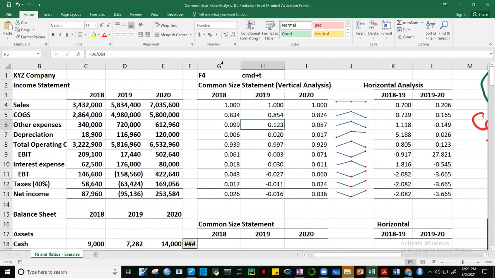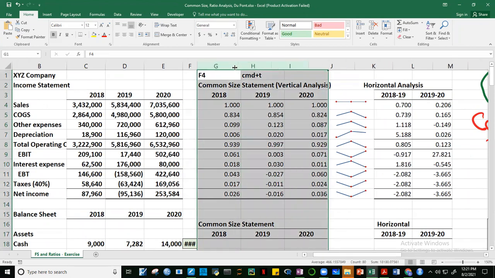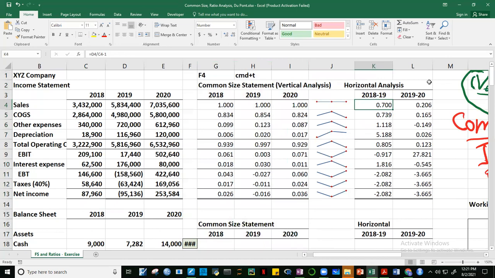Alright, let's analyze this, guys. Ano ibig sabihin ng 0.7? Ibig sabihin, sales increased by 70% from 2018 to 2019. 0.70 is 70%. But between 2019 and 2020, sales only increased by 20%. Cost of goods sold increased 73.9%. So here you can see a problem, no? Ang sales increase ng 70% lang. Ito, ang increase dito, 74%.